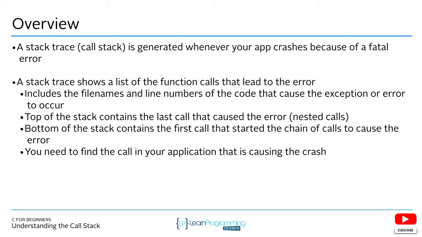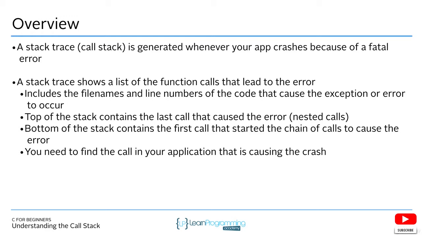So the call stack contains a lot of good information. It will include the file name and the line numbers of the code that causes the exception or the fatal error to occur. The top of the stack contains the last call that caused the error, and there could be nested calls. The bottom of the stack contains the first call that started the chain of calls that led to the error. Usually in C, that will be the main routine. Main invokes another function, which invokes another function, and so forth, and then that last line is detailed. It's very, very helpful for app crashes.